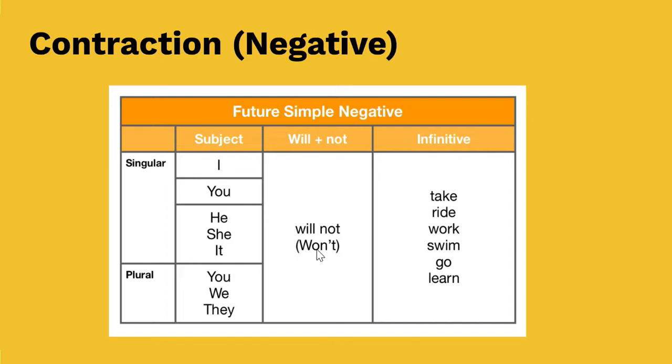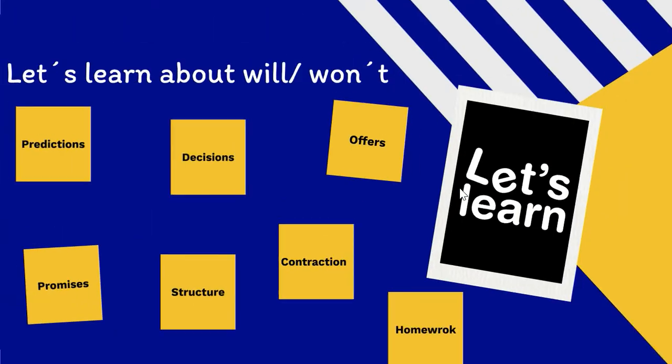In this case, with will not, we use contractions. So remember here also I have the base form of the verb. You don't have to change it. This is just about contraction, and it depends on you. Remember if you want to use it or not.